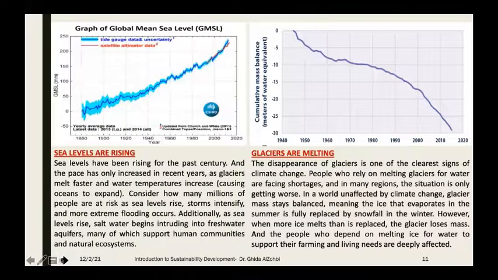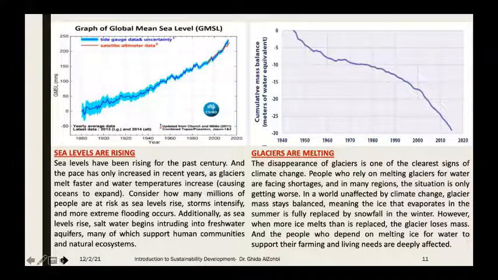The third indicator is the increase of sea level. In this graph here, you can see the change of sea level between 1880 and 2018. And here we can see that there is a huge increase in sea level, let's say from about -10 to more than 240 millimeters. So sea levels have been rising for the past century, and the pace has only increased in recent years as glaciers melt faster and water temperatures increase.